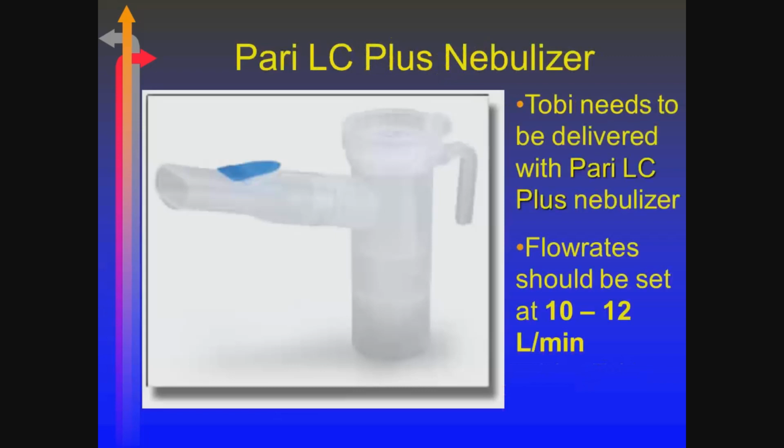This is the Pari LC Plus nebulizer, which is the nebulizer that is used, and we use it with a whole lot higher flow rate than we would use with a conventional nebulizer. Conventional nebulizers use 6 to 8 liters per minute. Here we're using a bit higher level because it's such a viscous material that it requires that higher level of nebulization.